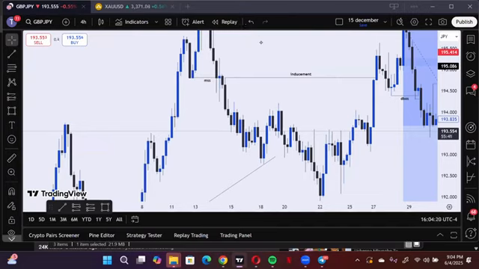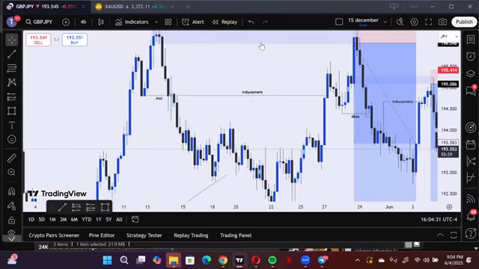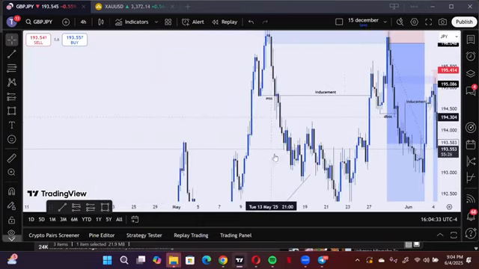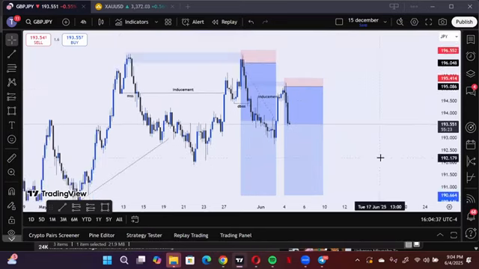Strategy: if you get your market structure part of the strategy, you get your liquidity part of the strategy, then you move on to the point of interest part of the strategy. So far, we have done the structure part of the strategy, we have done the liquidity part of the strategy. What is now left is the point of interest part of the strategy.